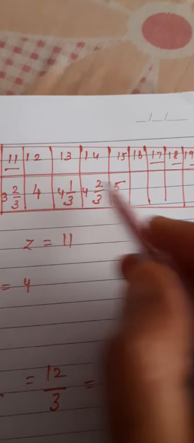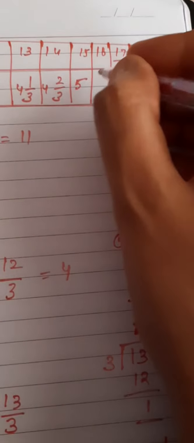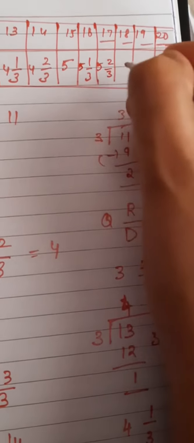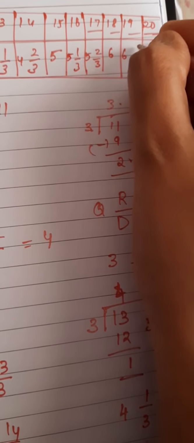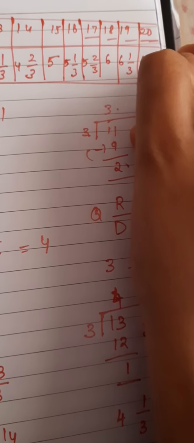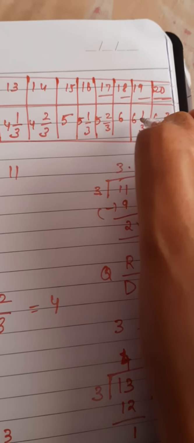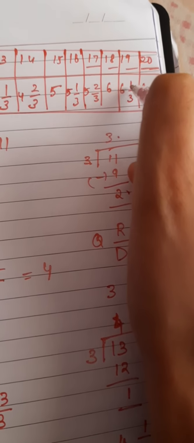So by looking at this pattern, we can actually guess the pattern: 3 1 by 3, 3 2 by 3, then the next number 4 1 by 3, 4 2 by 3, then the next number. So obviously this is going to be 5 1 by 3, 5 2 by 3, and then it's going to be 6, then 6 1 by 3, 6 2 by 3. You can just do it by mental math also here. So 6 threes are 18, and after 18 it's only one number remainder, so it's 1 by 3.